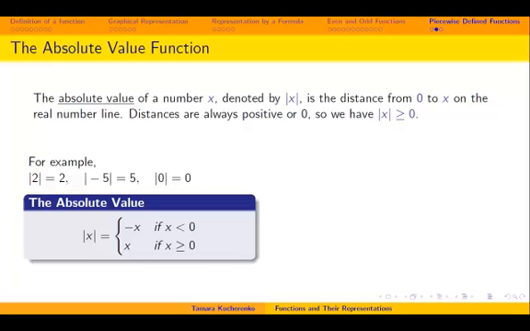The graph of absolute value of x consists of two line segments. It coincides with the line of slope negative 1 to the left of 0 and with the line of slope 1 to the right of 0. And here you can see the graph.